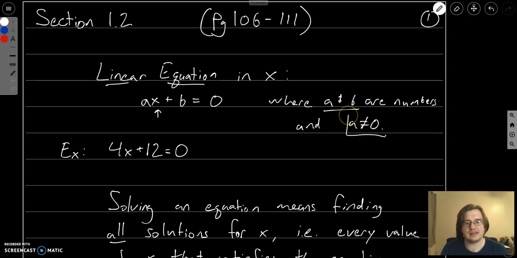Now, a cannot be 0. If a were 0, then a times x would also be 0, and now my equation doesn't have any x's in it. So in order for this to be a truly linear equation, a shouldn't be 0. So for instance, we could have 4x plus 12 is equal to 0, and this will be an example of a linear equation.